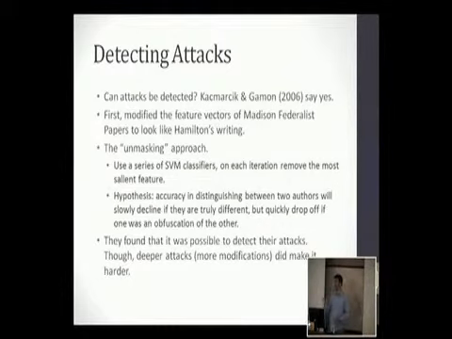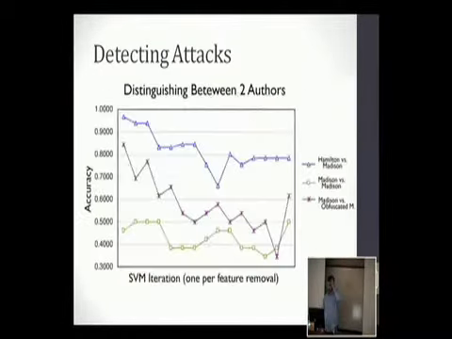These are the same researchers that did the Federalist Papers work I just talked about, where they modified all the feature vectors, and then they tried to examine whether or not it's possible to detect attacks using this unmasking approach. It's kind of a frustrating concept. I found it to be a frustrating concept to wrap your head around, because there's a lot of repeated word usage, but I'll try and explain it as best I can in the time that I have. So remember the Federalist Papers, you're debating between a Hamilton document and a Madison document, right?